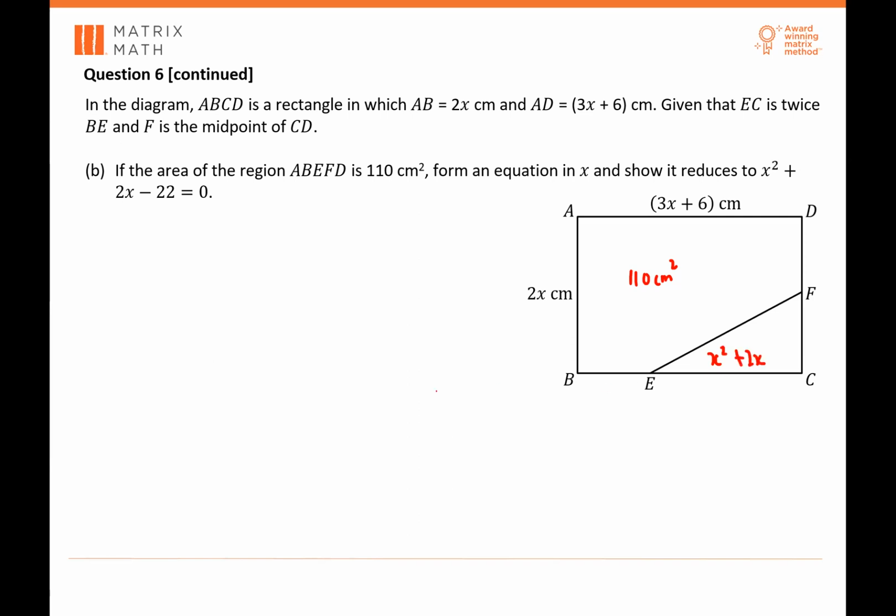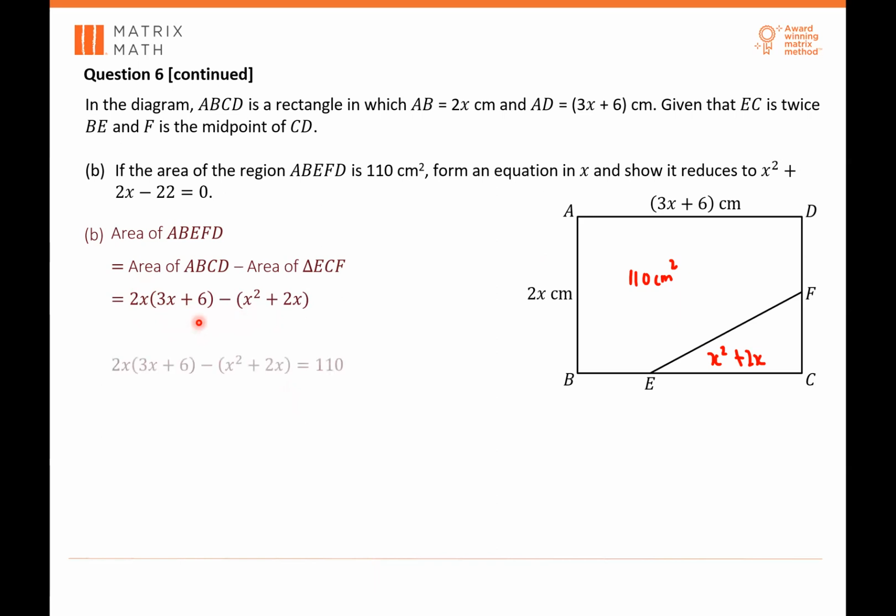Okay, so what you can do is, to find the area of ABEFD, I will take my rectangle ABCD, the big rectangle, minus my ECF. You can find your ABCD in terms of x by taking the length times breadth. So 2x times my 3x plus 6, minus my x squared plus 2x. So this minus this will give you your 110.